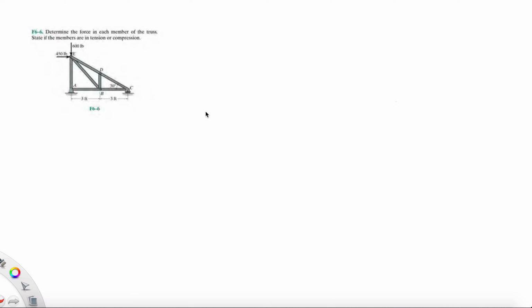We're doing problem 6 from the fundamentals of chapter 6. I realized I skipped this and someone recently suggested I should do it. So here we go. This is not the method of sections, but the method of joints, to analyze a truss.